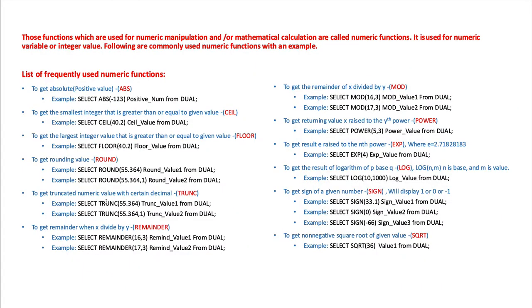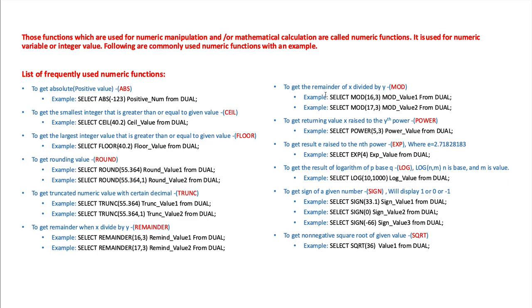The next numeric function is remainder. To get the remainder when x is divided by y, we use the remainder function. We have two examples here. Select remainder 16,3 remainder value 1 from dual. It will result in the value positive 1. In the next example, select remainder 17,3. When we run this code, we will get the result negative 1. I will discuss this information when I run the code in our Oracle developer window.